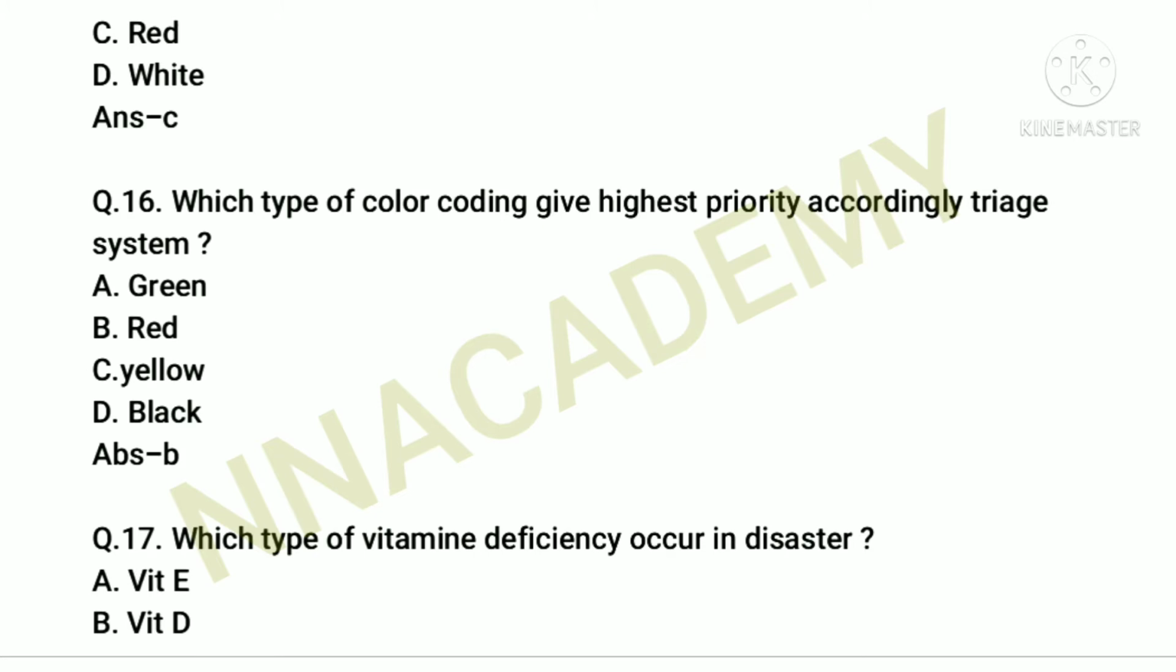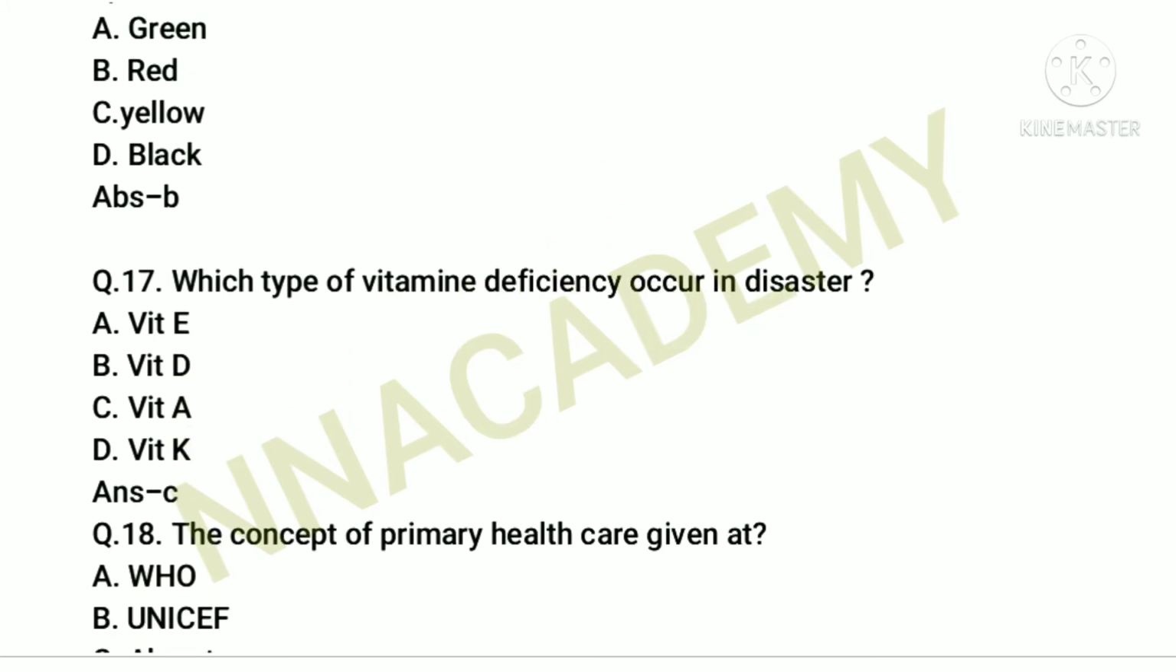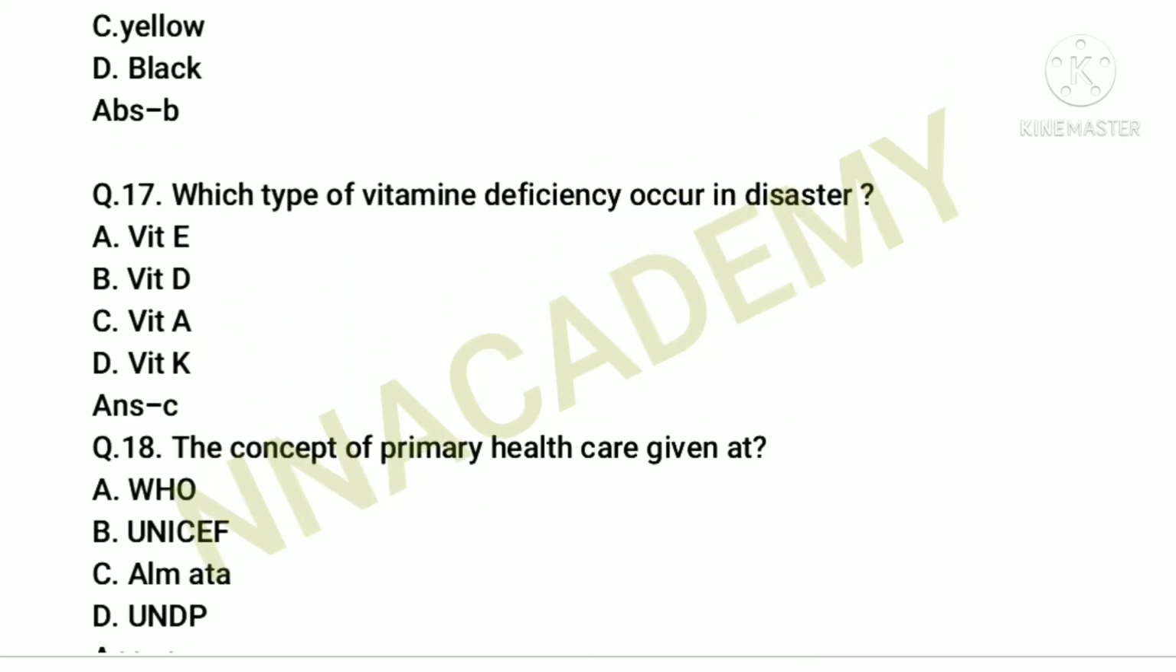And next question is, which type of color coding gives the highest priority according to the triage system? So options given are option A green, option B red, option C yellow, and option D black. The color coding which gives the highest priority according to the triage system is red. When a person is red color tagged, it means he is in an emergency situation.